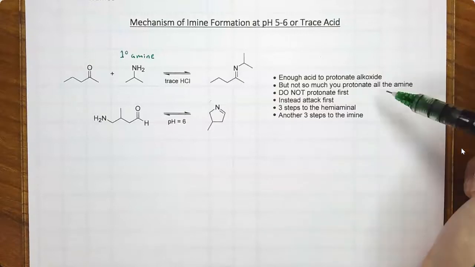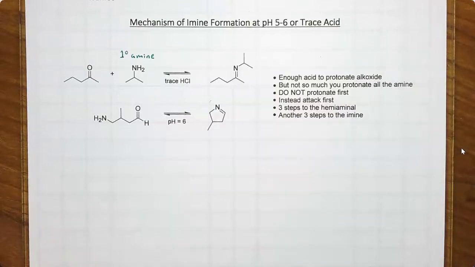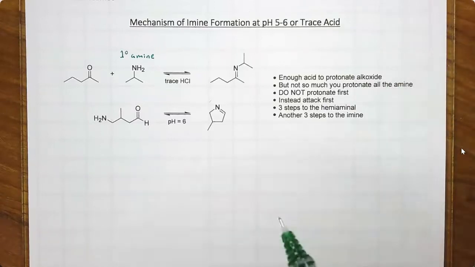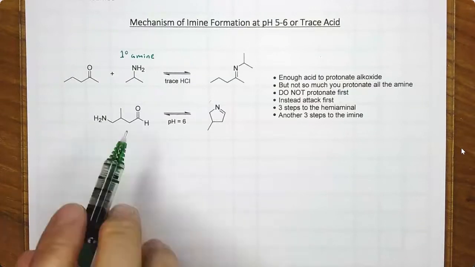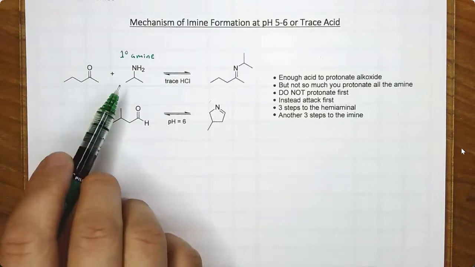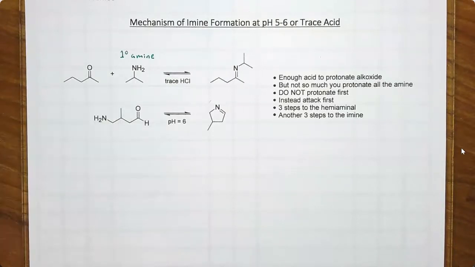Here are a couple of notes that you want to keep in mind as you go through the mechanism for imine formation. We have enough acid to protonate an alkoxide that we're going to encounter in the mechanism, but we do not have so much acid that we protonate all of the amine. Amines are more basic than alcohols, so there is a danger of protonating all of the amines, and if you do that, you will not have any unprotonated amine to attack the carbonyl group.